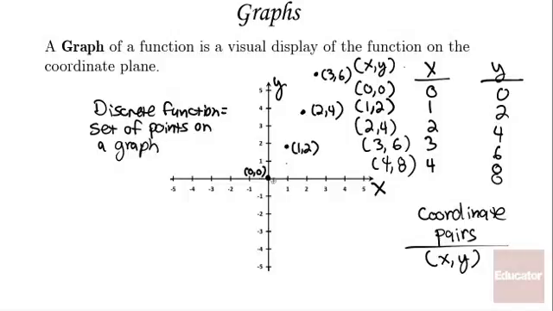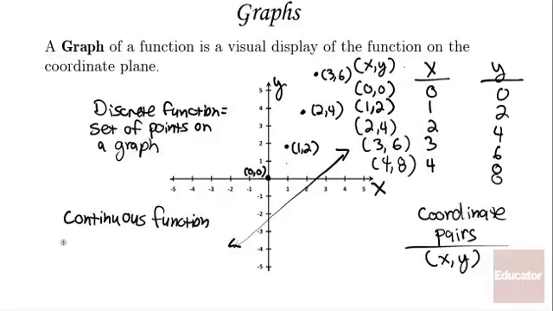Now, let's say I had another graph, another function, and it ended up coming out as a line on the graph, such as this. That would be called a continuous function. So a continuous function, when graphed, the graph of this forms a curve or a line. So this is a continuous function. What I have up here is a discrete function.